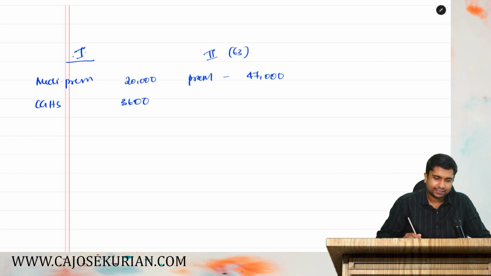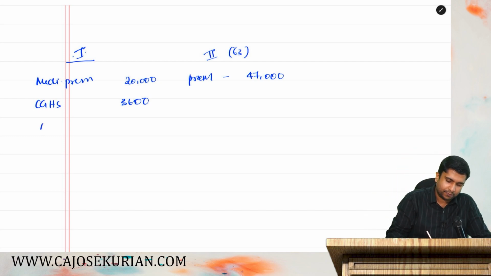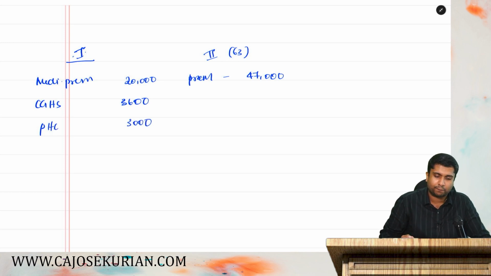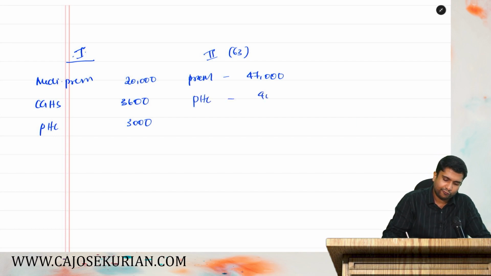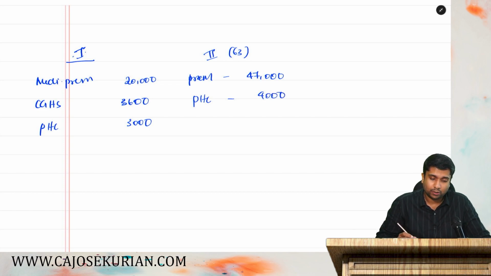Then, he has incurred 3,000 in cash on preventive health checkup. So preventive health checkup, he incurred 3,000 rupees. Absolutely no problem, he can pay it in cash. And 4,000 by cheque on preventive health checkup for his father. So preventive health checkup for father was 4,000 rupees. Now, they are asking you to compute the allowable deduction under 80D.